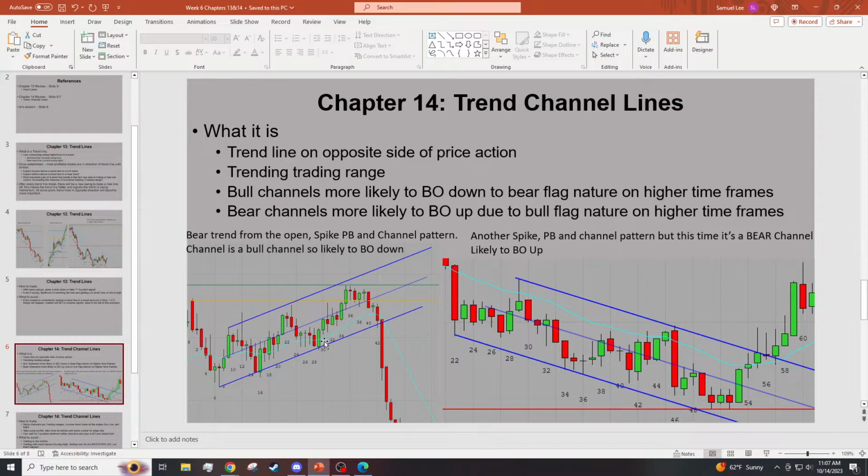a channel sometimes. Usually channels are formed from spike pullback channels, or spike in channels. And they're also trending trading ranges. Bull channels are more likely to break out down due to their bear flag nature on higher time frames, and the opposite is true for bear channels. They're more likely to break out up. It's not that bull channels never break out to the upside, but more than likely they're going to break out to the downside.